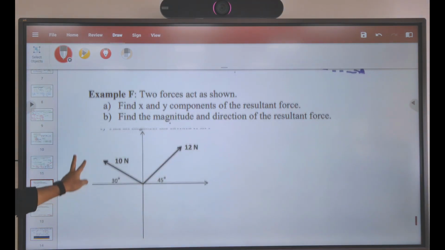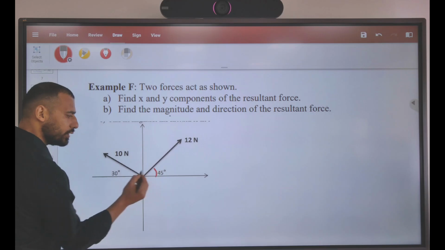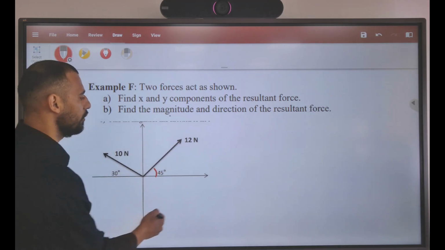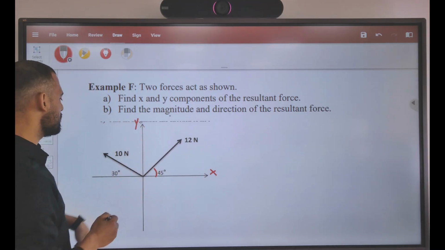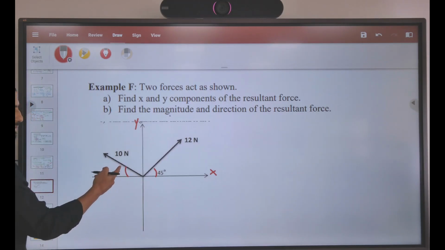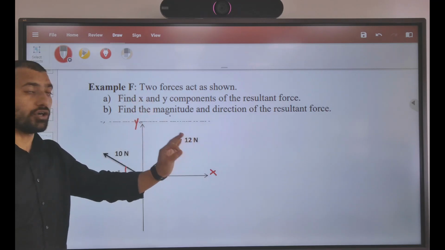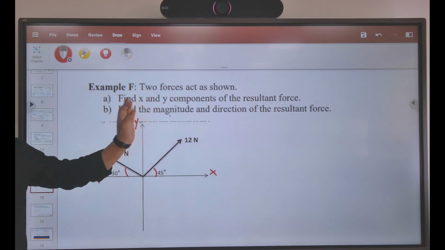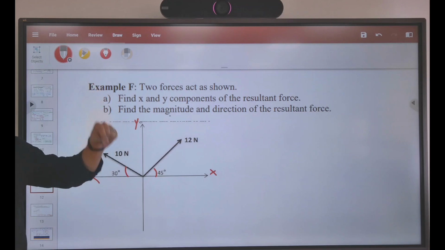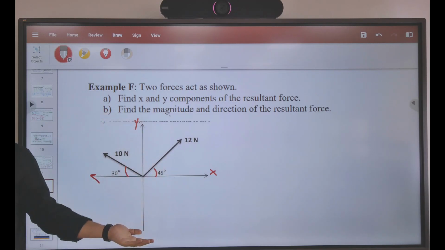Good. See, this question. There are two forces. One is 12 Newton, which is 45 degrees with the horizontal. And then there is another force, 10 Newtons, which is 30 degrees with the negative x-axis. The question is, find the x and the y components of the resultant force. We have to find the resultant force and then find its components.